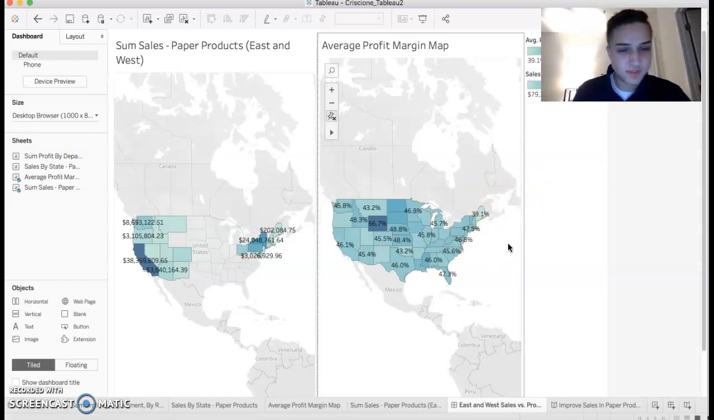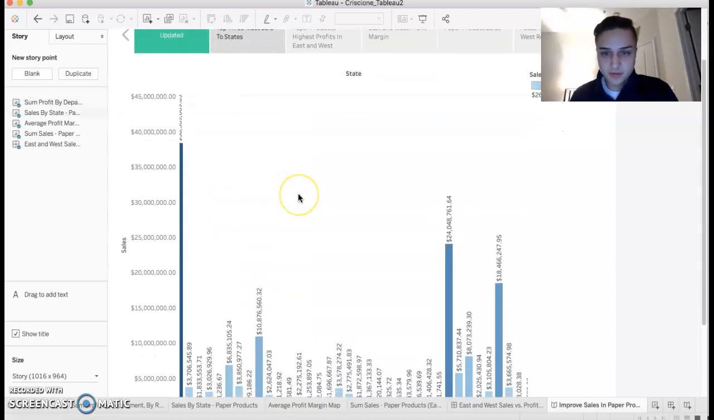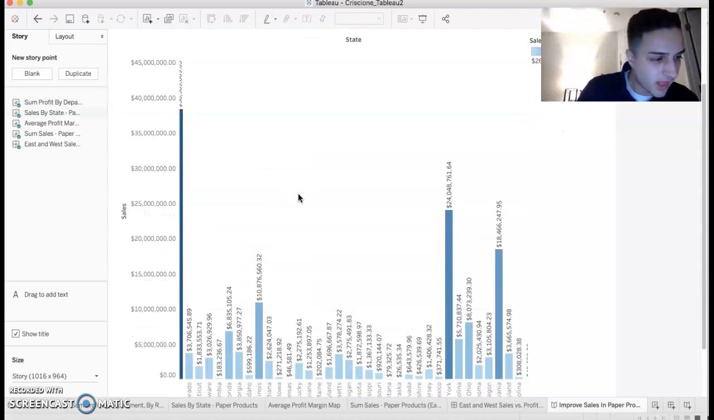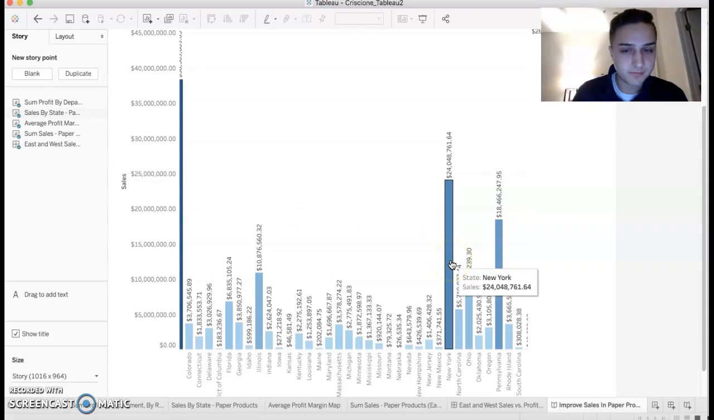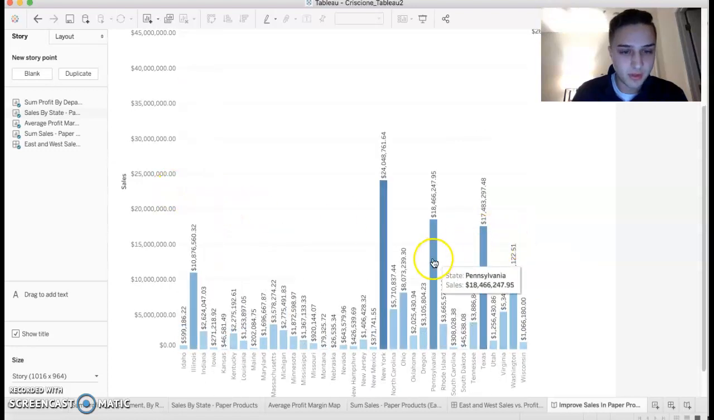So now I have my storyboard. I created a storyboard with a plan to increase profits for the paper products department. First, I showed that personal products had the highest profits. Next, I showed the three states where profits were highest, which were California, New York, and Pennsylvania. As you could see from the graph, you have California, New York, and Pennsylvania right here.